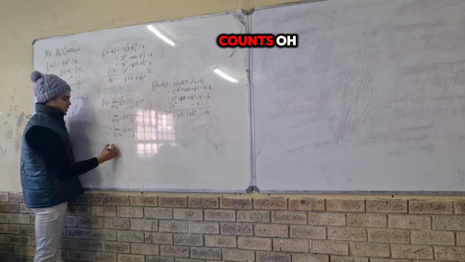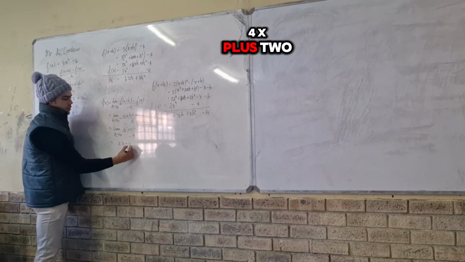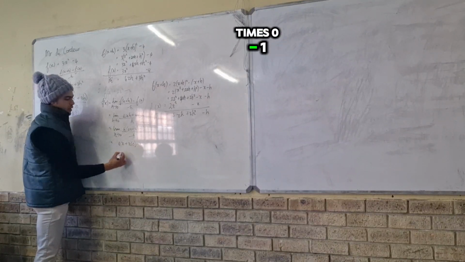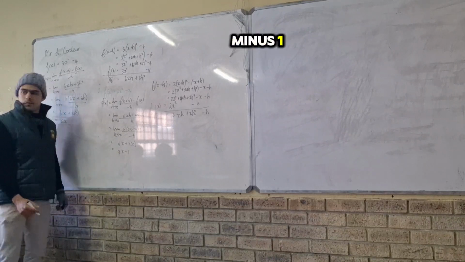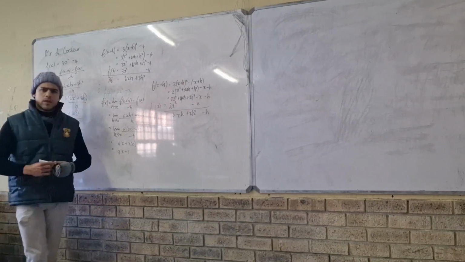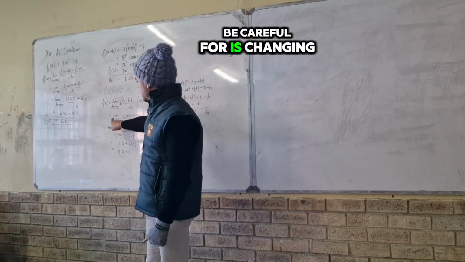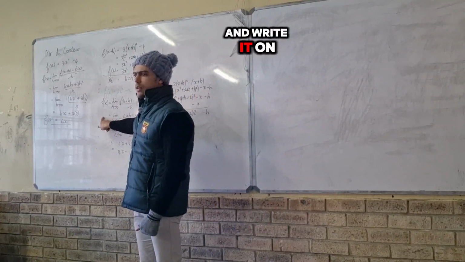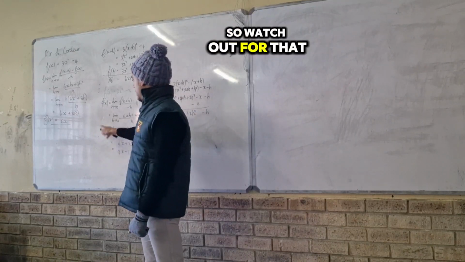That h and that h cancel out. Now I'm left with 4x plus 2 times 0 minus 1. Final answer is 4x minus 1. We agree with that? Quite simple. What you need to be careful of is changing the limit and writing it on that side, because then they're going to deduct marks for notation. So watch out for that.